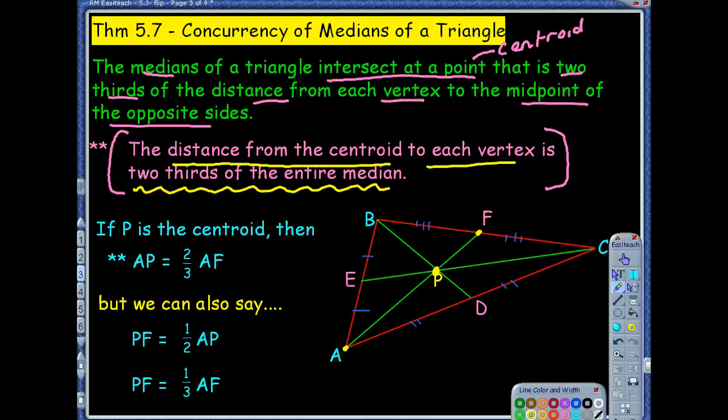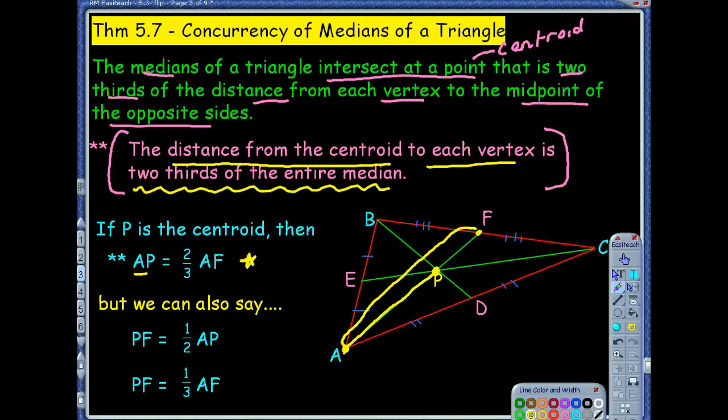So let's say the distance from the vertex, let's say A, to the centroid, okay? So that distance AP is 2/3 of the entire median. And the entire median that AP is on is this median AF. So this segment here is 2/3 of that whole entire thing. And we had you guys measure these things today and see that relationship, that ratio simplified down to 2/3. All right. Now, this is what the theorem basically says.